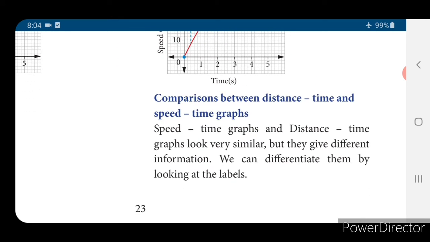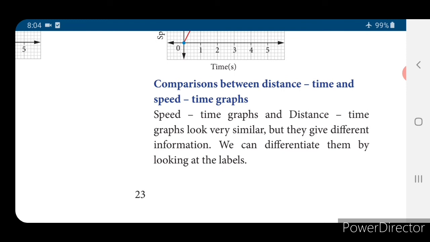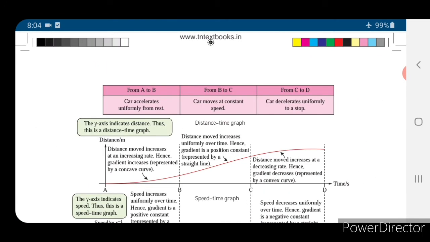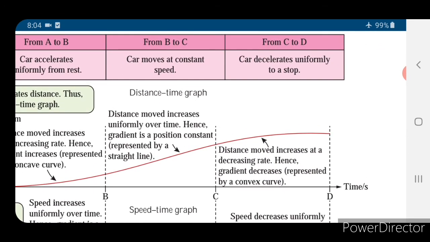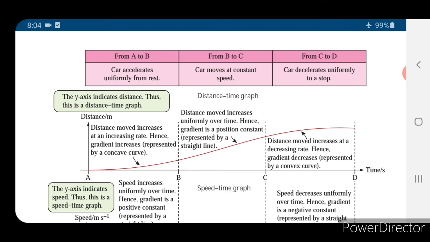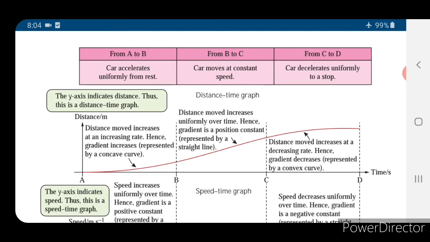So, the comparison between distance time and speed time graphs. Speed time graphs and distance time graphs look very similar, but they give different information. So we can differentiate them by looking at the labels. From A to B, the car accelerates uniformly from rest. From B to C, the car moves at constant speed. From C to D, the car decelerates uniformly to a stop.